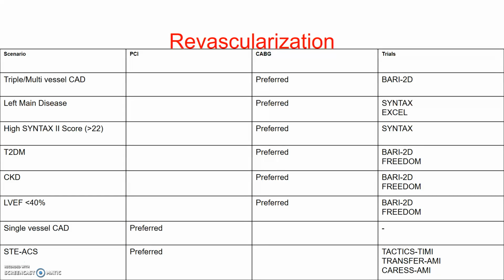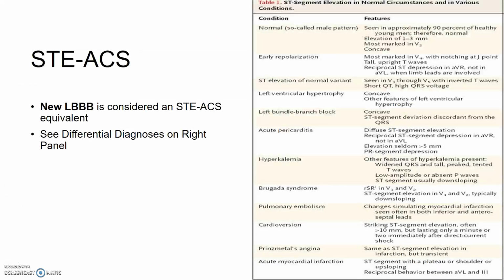Next, we'll look at the 2 major revascularization strategies, which include percutaneous coronary intervention and coronary artery bypass grafting. As you can see, there are different niches which work better with different strategies. CABG is the preferred modality in triple vessel or multivessel coronary artery disease, left main disease, high SYNTAX scores, which indicate angiographic severity, type 2 diabetic patients, chronic kidney disease patients, and patients with depressed left ventricular function. PCI is considered superior in single vessel coronary artery disease and ST elevation acute coronary syndromes.